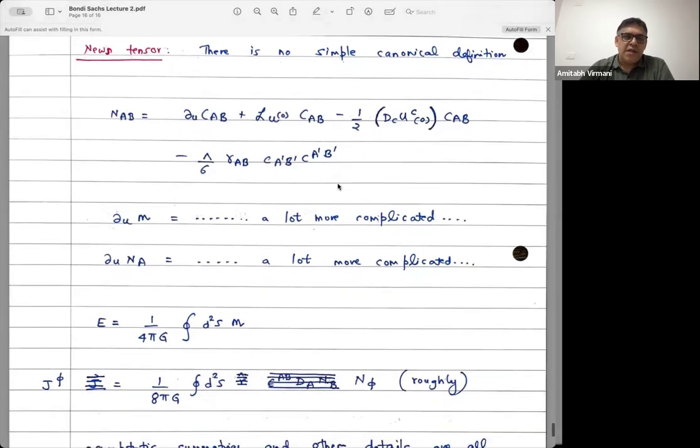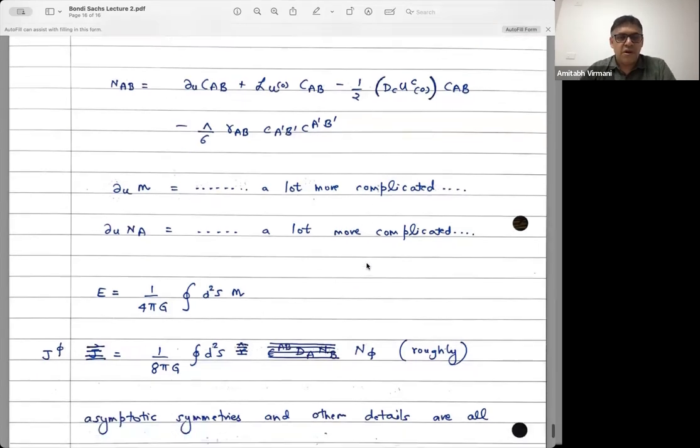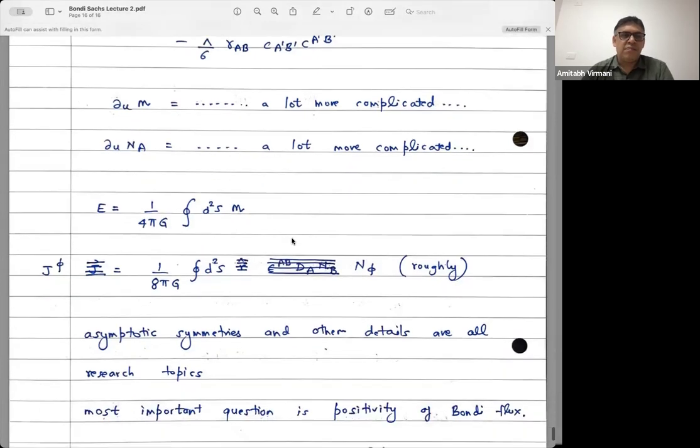And if one does the analysis, then one finds the evolution equation for the mass aspect and the evolution equation for the angular momentum aspect, but these equations are a lot more complicated, and a lot of things are not completely sorted out about what these various terms mean and what is the physical understanding of all of this. This remains to be explored.